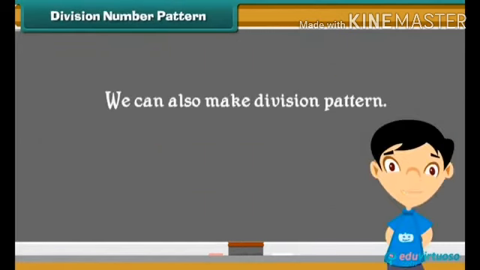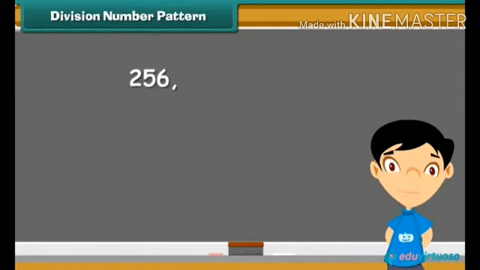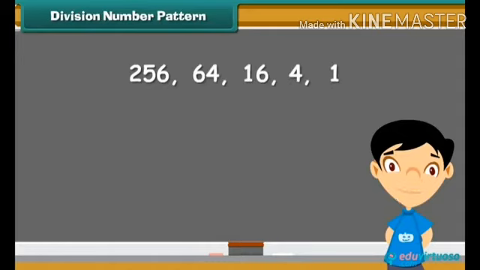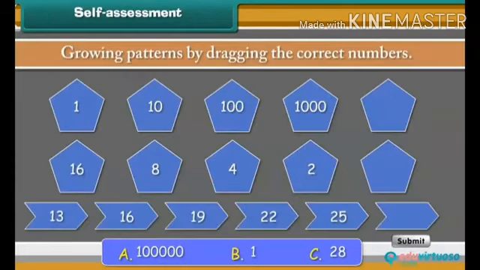Similarly, we can also make a division pattern. Division pattern is the reciprocal of multiplication pattern. Look at the given series. 256, 64, 16, 4, and 1. In this series, the next number is obtained by dividing the number by 4. This is called a division pattern. Identify the correct pattern rules and continue these growing patterns by dragging the correct numbers.